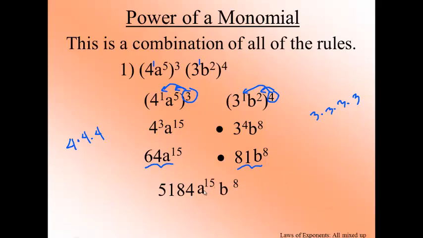Now note that we have here two different bases, so we cannot add 15 and 8. Our answer will be 5,184 a raised to 15, b raised to 8.